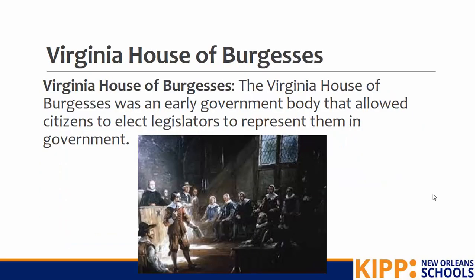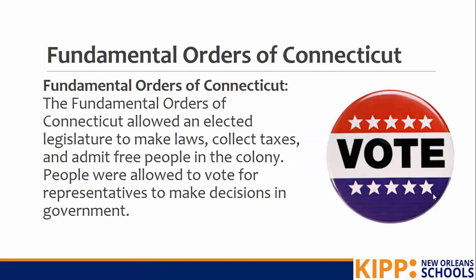The Virginia House of Burgesses. This was an early government body that allowed citizens to elect legislators to represent them in government. This government came about in Virginia, and we continue to learn about it today because the House of Burgesses had people who had been elected, known as legislators, making decisions in government. So this is another example of a democracy in the early colonies, and we borrow ideas from that. We have legislators today in America. They work for our Senate and our House of Representatives.